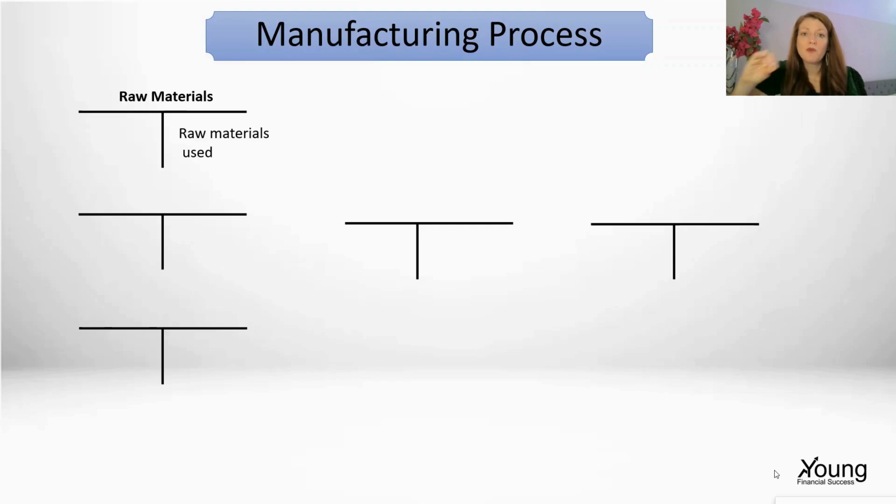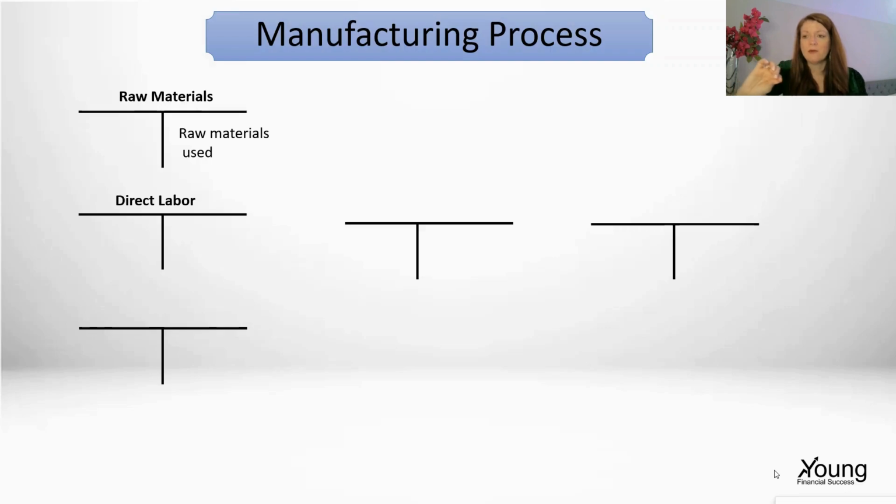So we start out with our raw materials, whether that's our ingredients to make our cake or our parts to make our bicycle or car or whatever it may be. We take those raw materials, which are inventory, they just haven't been turned into the finished product yet. And as we use those up, they are going to be moving somewhere else, and we're going to see that in just a minute. But let's talk about what else is going to go into that.